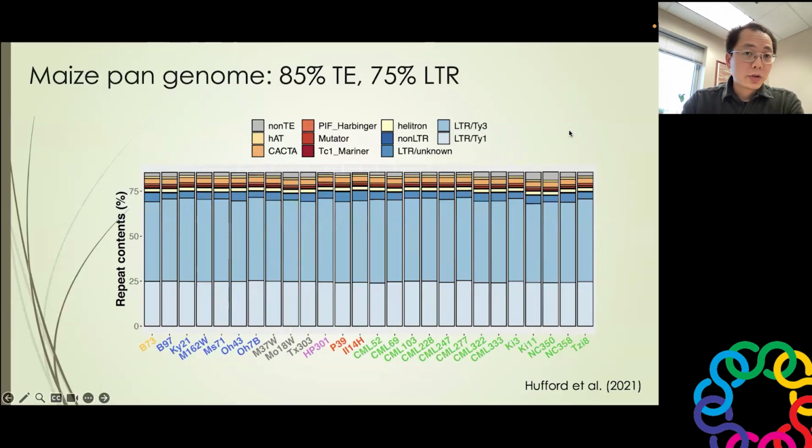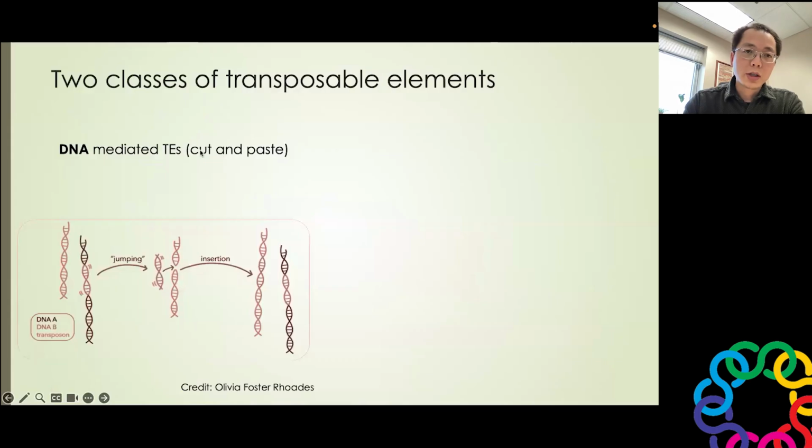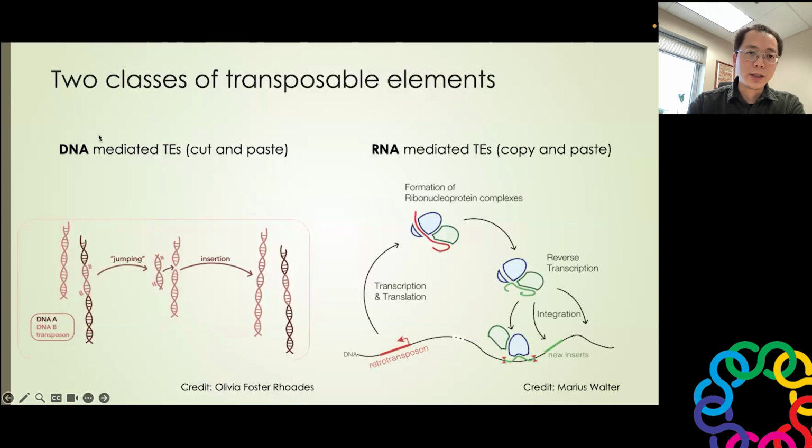So a little bit more about the transposon biology. Based on the way they duplicate, we can classify them into two major classes. One is through cutting the entire double-strand DNA and then moving to a new location. We call it the cut and paste mechanism. This is called the DNA transposon. And the other mechanism is you can transcribe into an mRNA and then use the mRNA to reverse transcribe back to a DNA and then integrate into a new place. That is called the RNA-mediated transposons or retrotransposons, or the copy and paste mechanism.